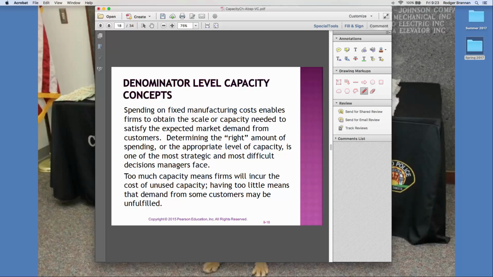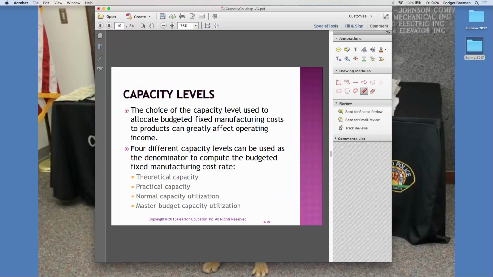If I have too little capacity, it means I can't potentially meet the demands of my customers. And also, I'm maybe going to have to go back into the equity markets or the bond markets or get long-term financing to increase my production. So finding that sweet spot is very, very difficult. And primarily, it's not really an accounting issue. The issue of capacity, we'll talk about what these mean, is a marketing issue.